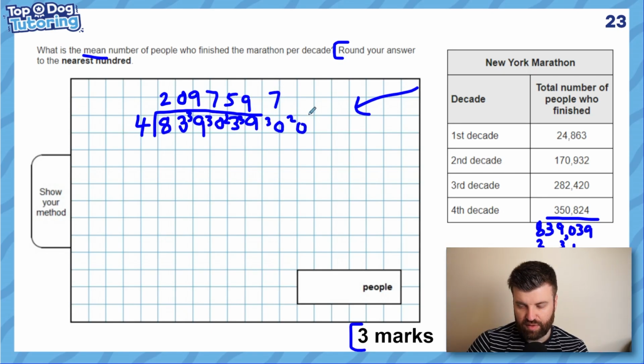And we add another 0 in the end there. This is decimal, by the way, now. 4s into 20 is 5. So we have 209,759.75 people. Can we get 0.75 people? No. So that's not very useful.